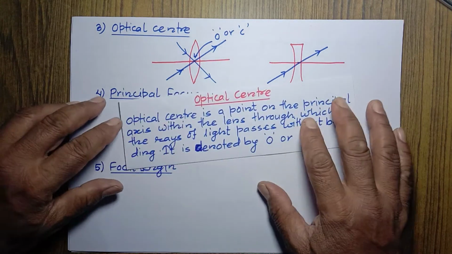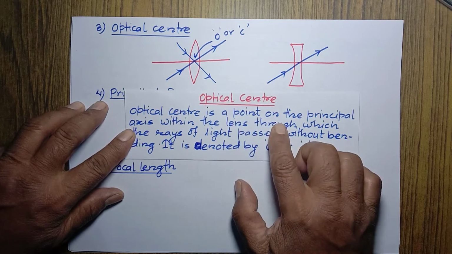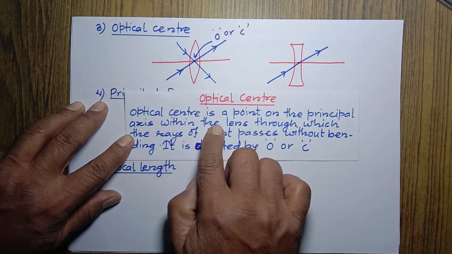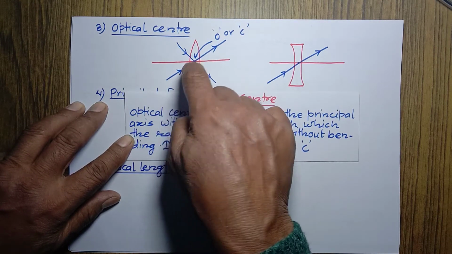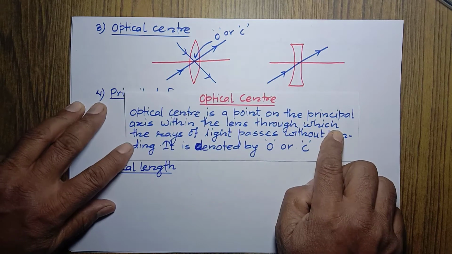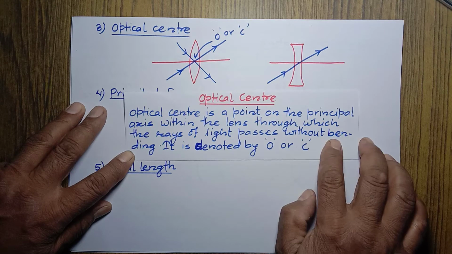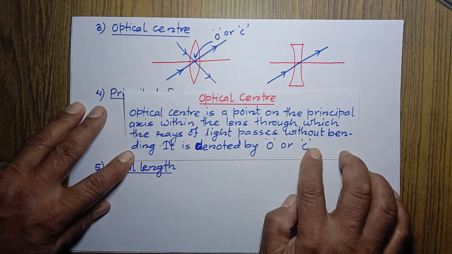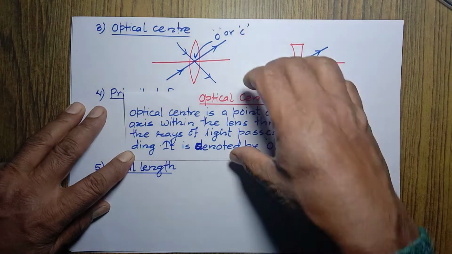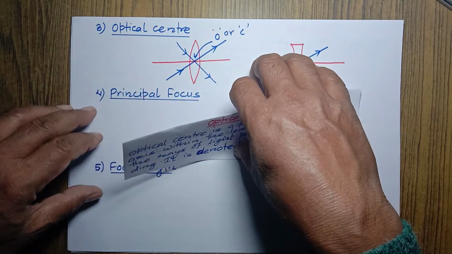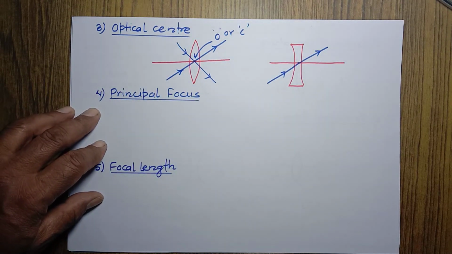Optical center is a point on the principal axis within the lens, that point through which the rays of light pass through without bending. It is denoted by O or C. Okay, this is the definition of optical center.